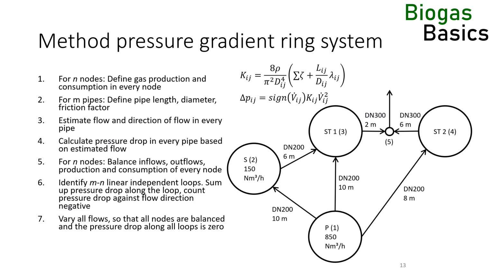Vary all flows so that the n balance equations around the nodes and the pressure drops in the m minus n loops add up to 0. Use the Excel solver for complex gas systems.